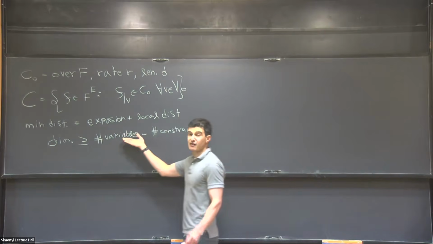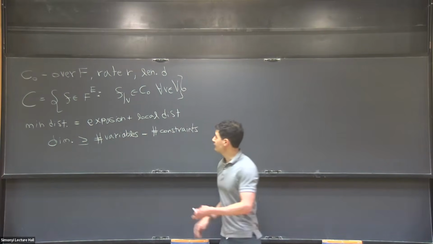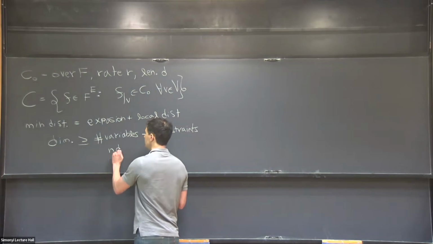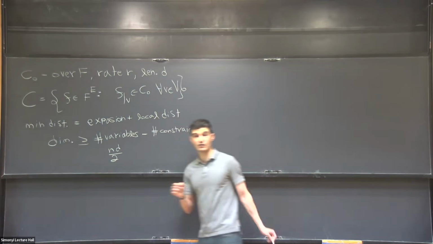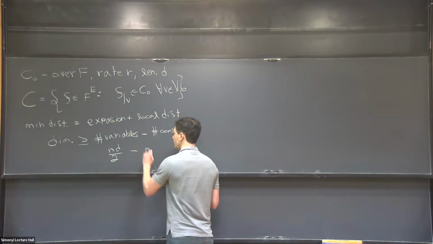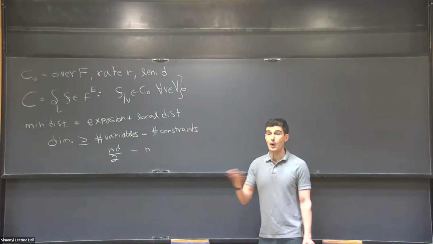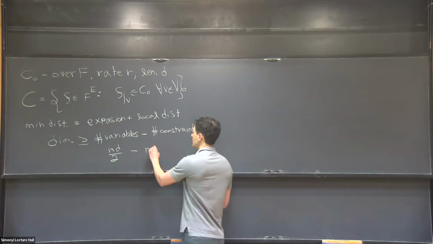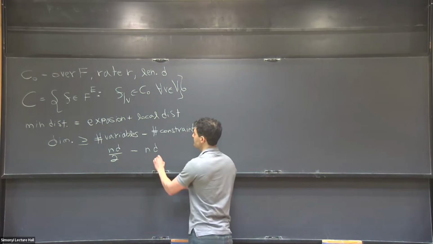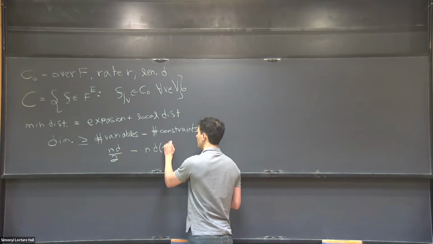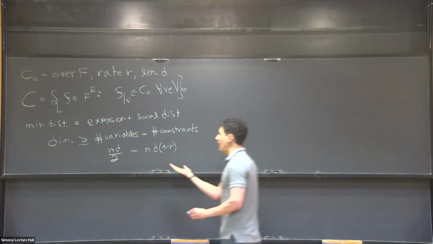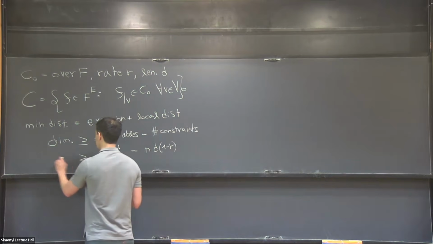So what is the number of variables? The number of edges in the graph. So you have n vertices and the degree is d. So this is the number of edges in the graph. And what is the number of constraints? We have n vertices. Each vertex imposes, it's a code of length d, and the rate is r. So the number of constraints is 1 minus r. Okay, so this is a lower bound on the dimension of the code.